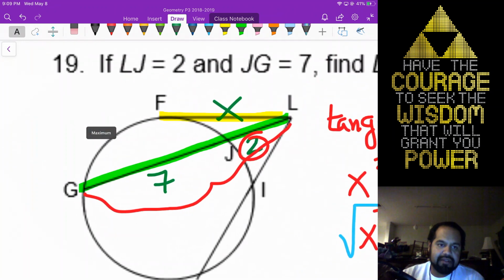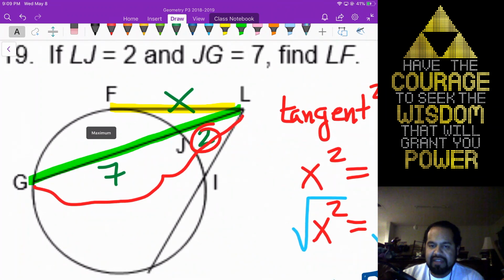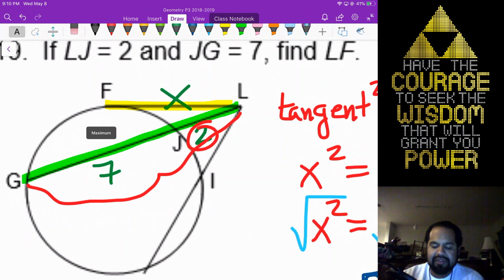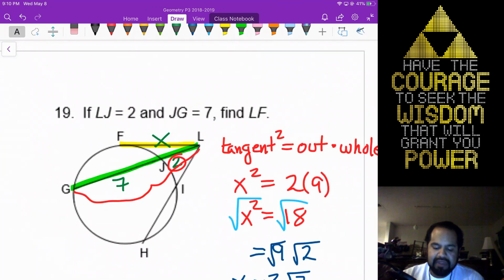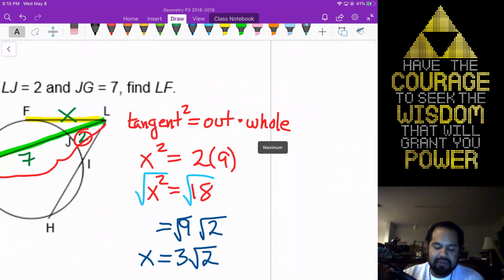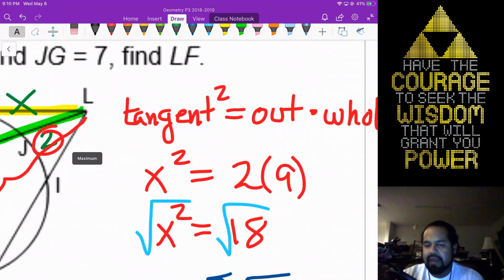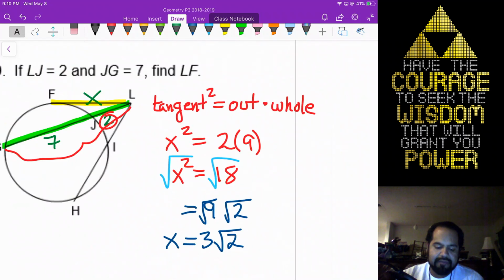Okay. So that line FL is a tangent line. A tangent line, remember, is the one that touches the circle at exactly one point. Because it's touching the circle at exactly one point, it's not going inside the circle. Our theorem of outside times the whole just simply means, hey, we're going to do x times x. That's why we say tangent squared. Okay, that's your x squared.